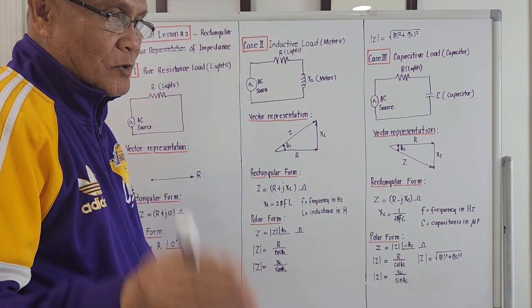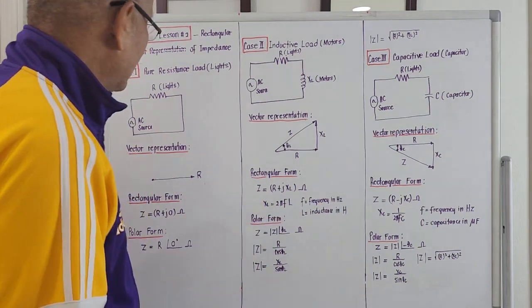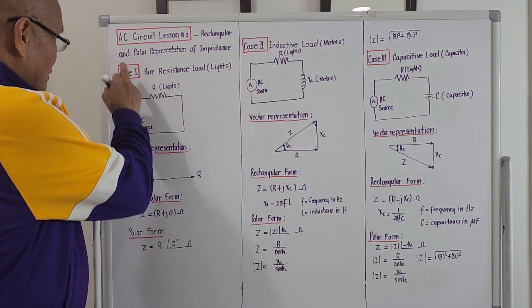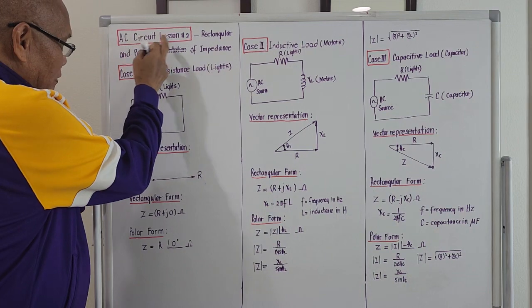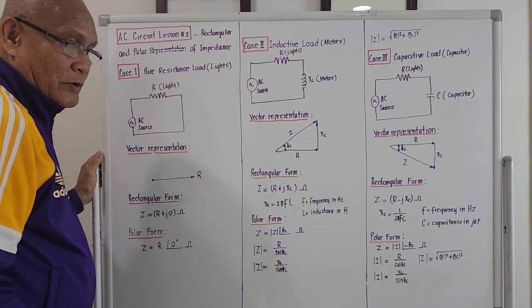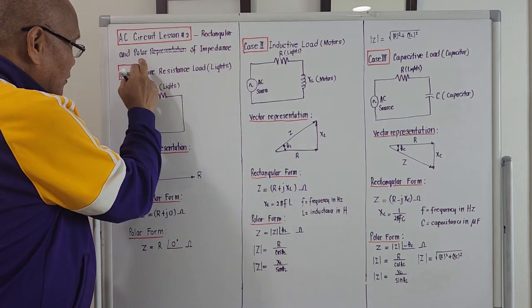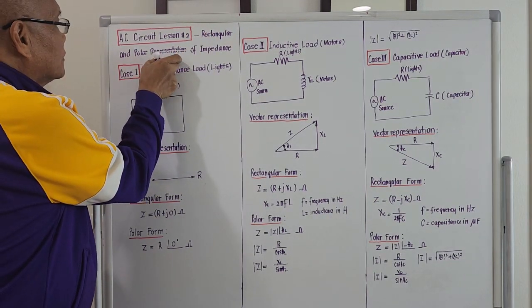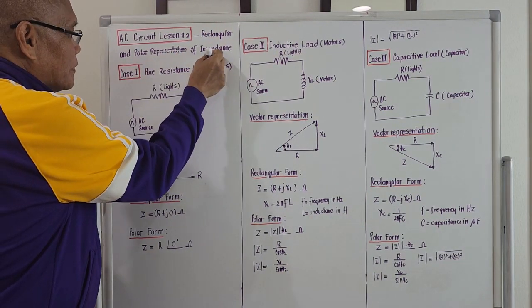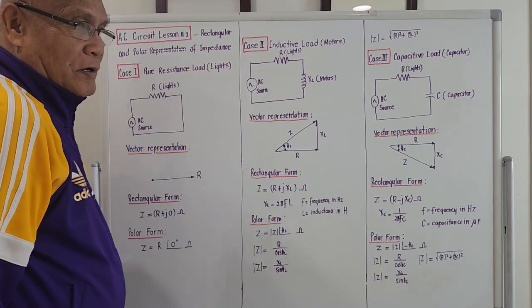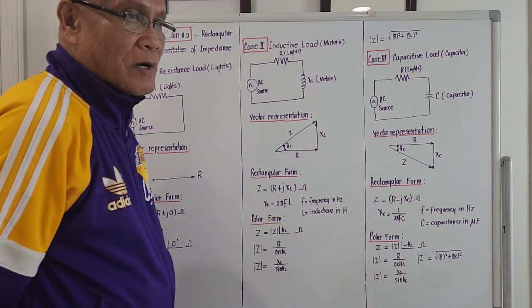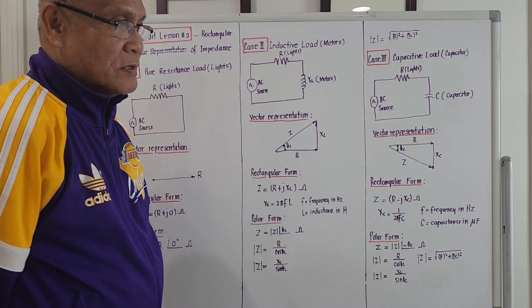The lesson for this morning will be a long video format. The title of the topic is Alternating Current Circuit Lesson number 2. And the title is Rectangular and Polar Representation of Impedance.